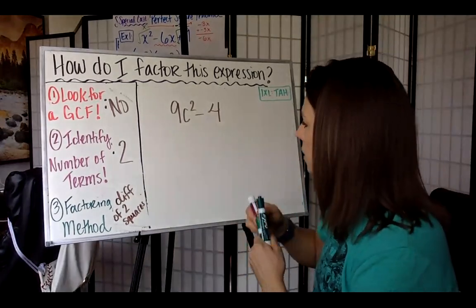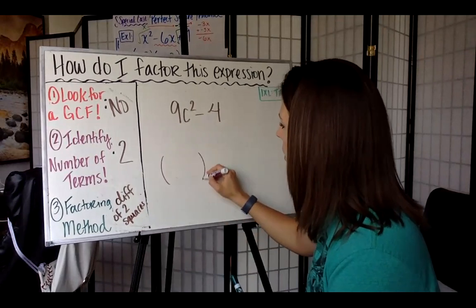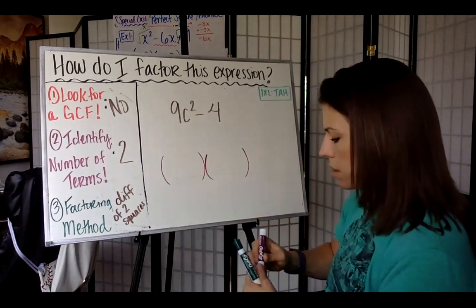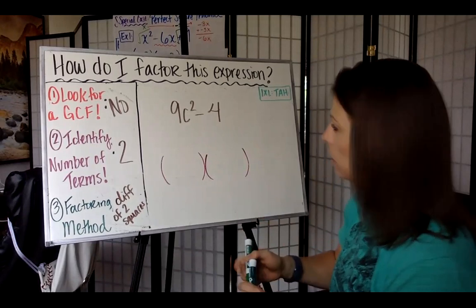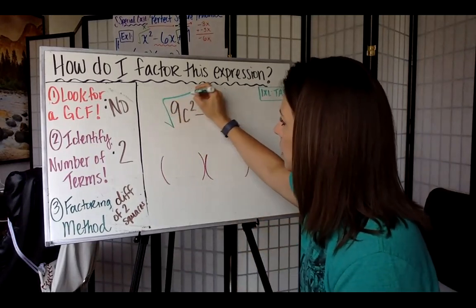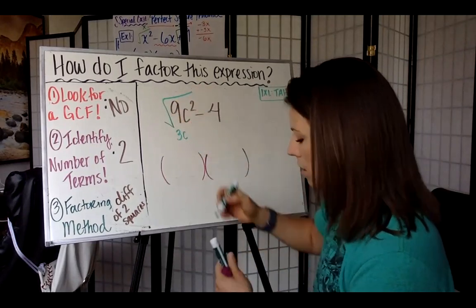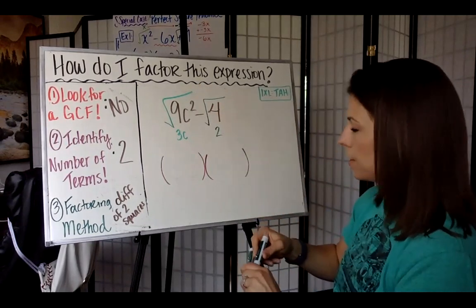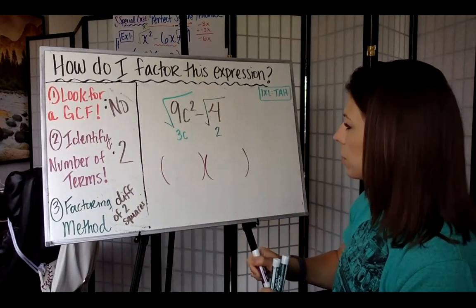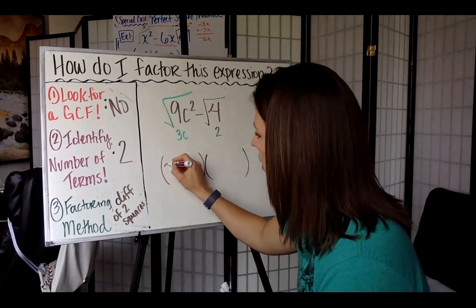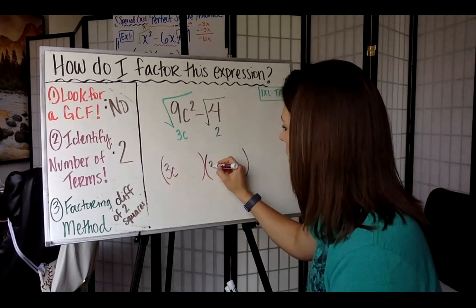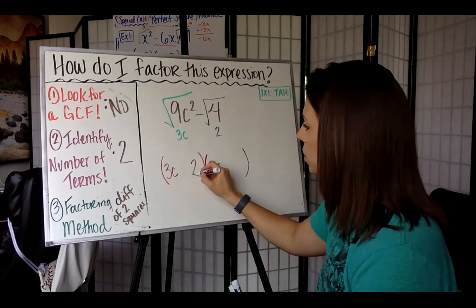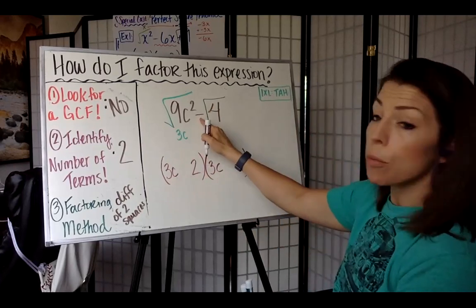So I'm going to set up my answer, my product of 2 binomials. Take the square root of the first term. The square root of 9c squared is 3c. The square root of 4 is 2. That means my first term is 3c. My second term is 2. And there's no middle term.